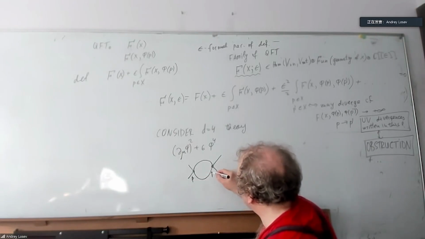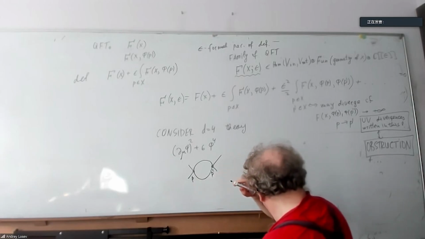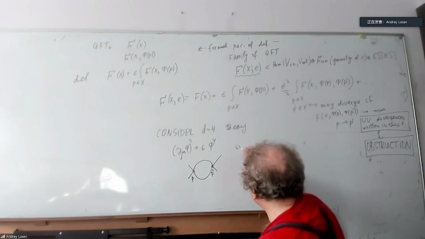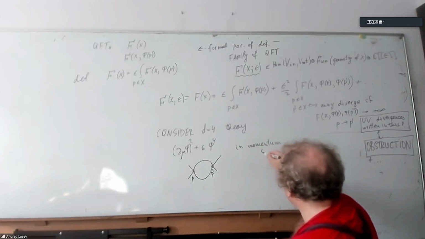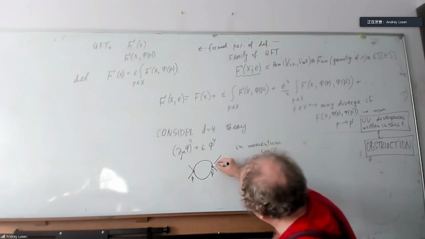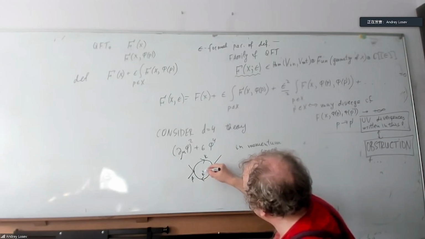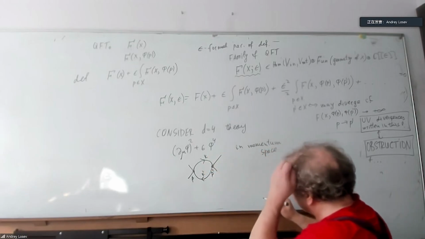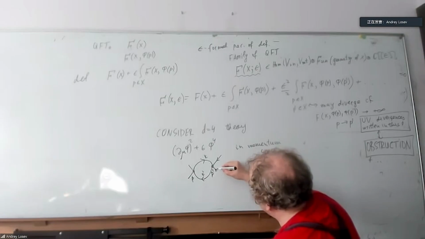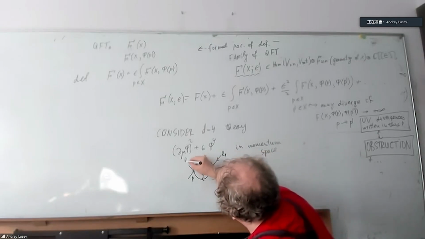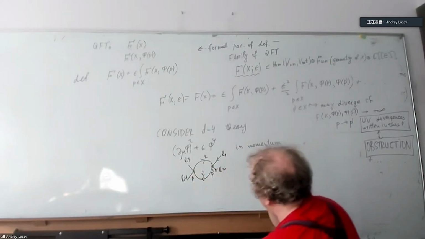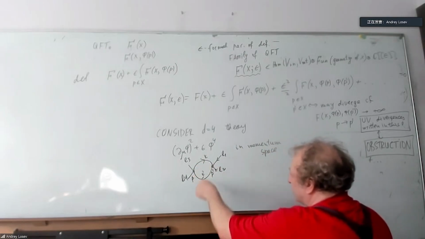Then I have P, P prime. And then in momentum space, I have a loop, and I have K and K prime that are momenta. So here there are some external momenta, like L1, L2, L3, L4. But it's not what I'm interested in.